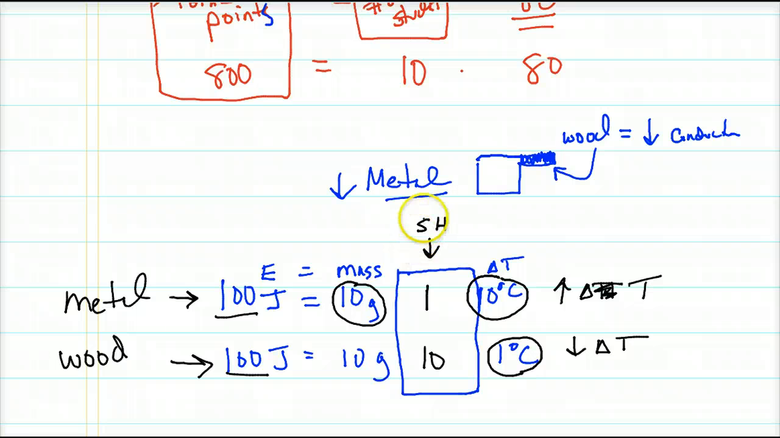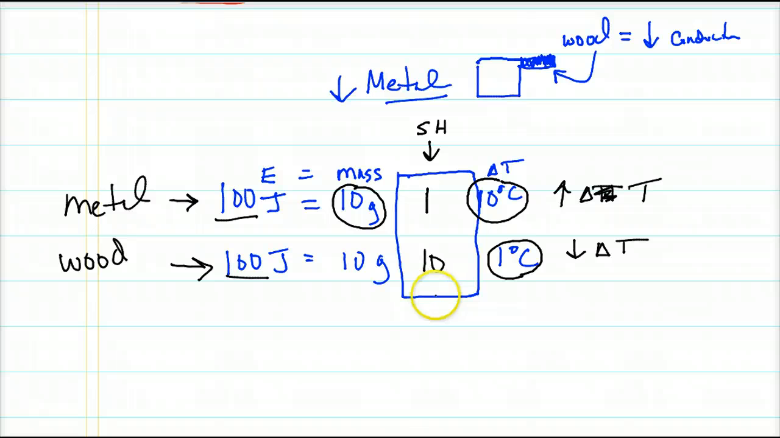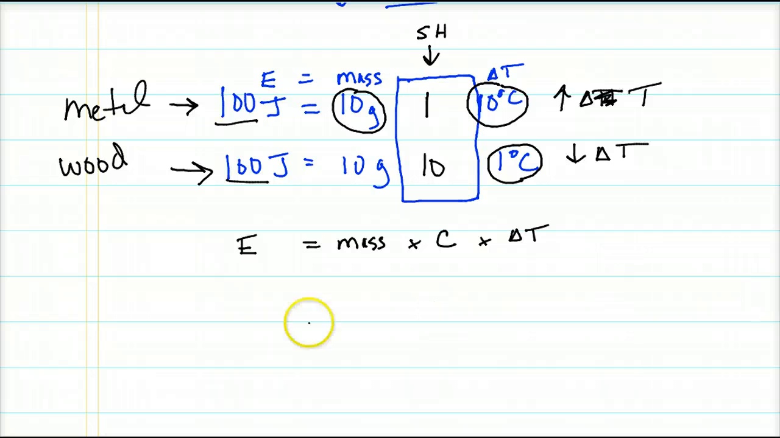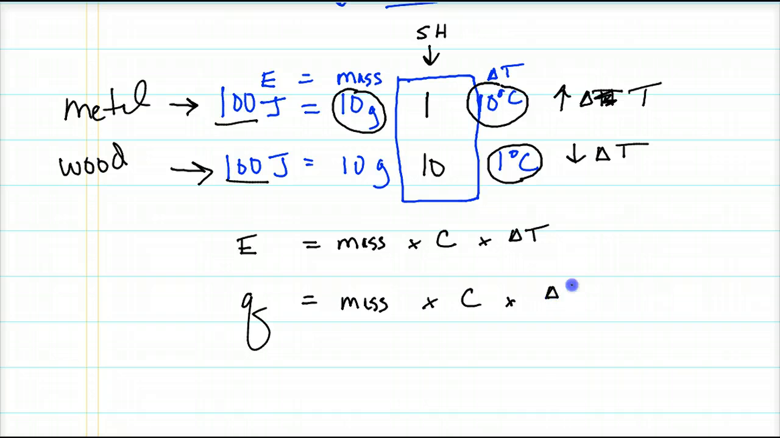So specific heat is a factor in measuring energy. And you should know that things that are terrible conductors have very high specific heats, and things that are good conductors have low specific heats. So here's our new equation. Energy is equal to mass times specific heat times change in temperature. Now they love to use Q for energy. It's the symbol for energy: Q equals mass times specific heat times change in temperature.